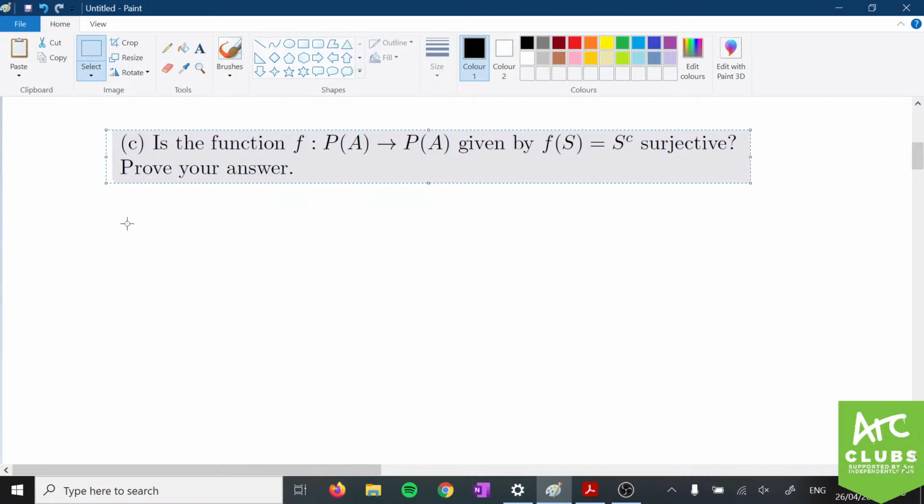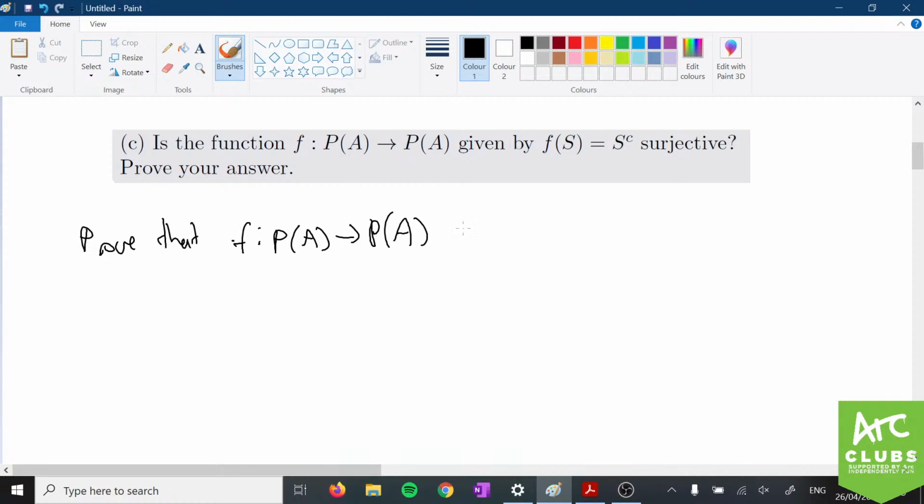Alright, so we decided that this statement is true, so we're proving that f from PA to PA, where f of s equals s complement, is surjective. Now, we did this kind of problem before. We proved some function is surjective before, so how should we start? Does anyone have any ideas?